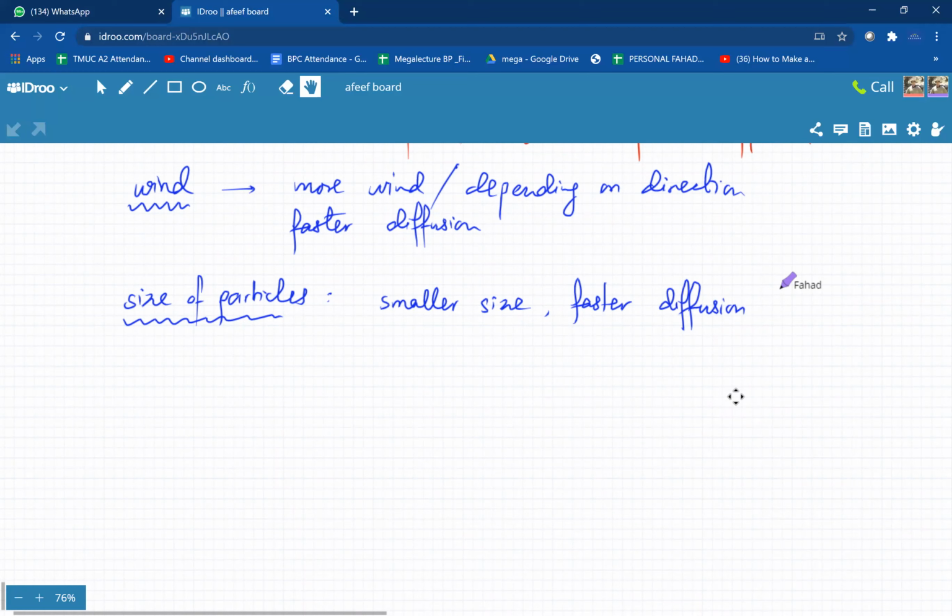Heavy particles not so fast. You can't really move heavy particles. If you apply the same force on two objects, the heavy one resists. It's a thing in physics called inertia. Heavy things, when you apply the same force, don't really like to move. Small things, with the same force, will move a lot more. So smaller size, faster diffusion.